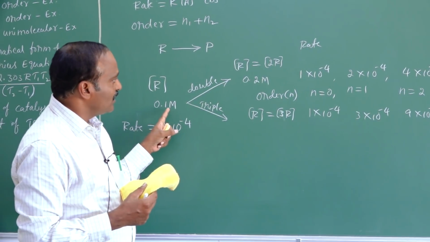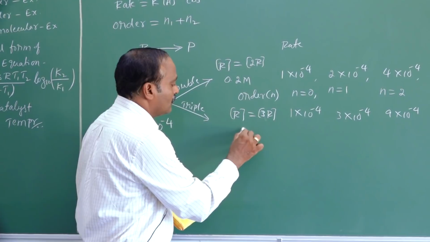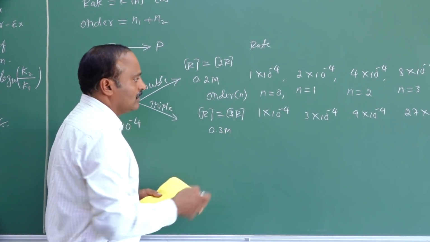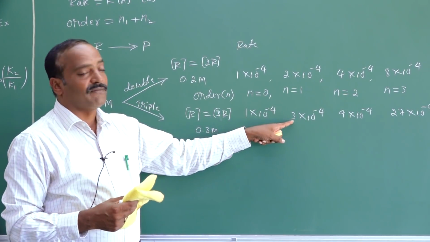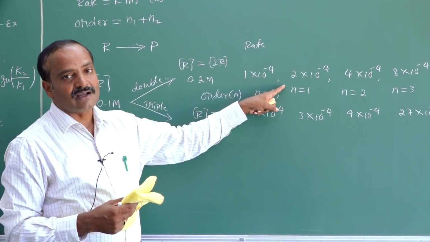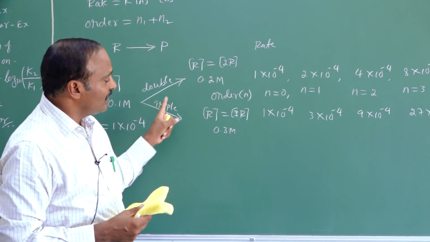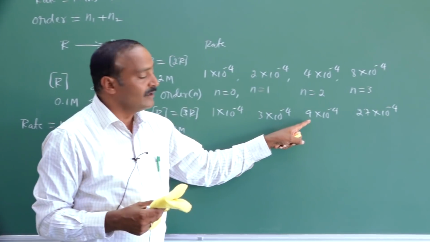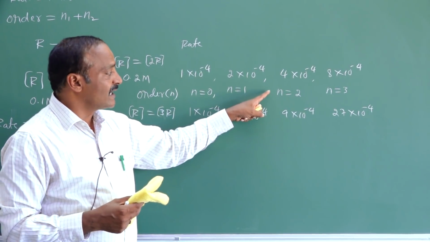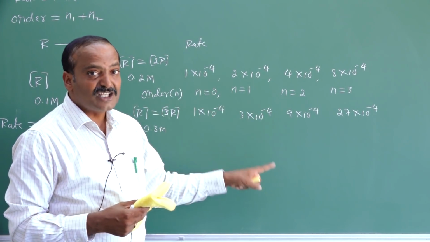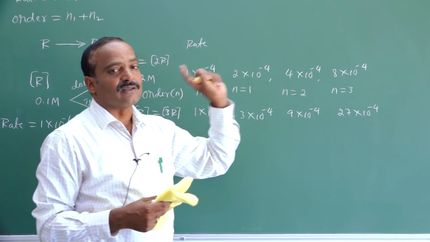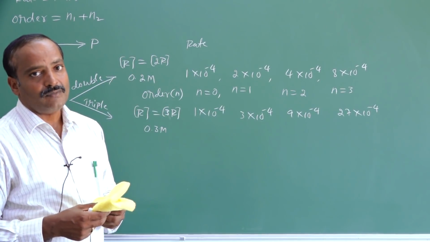When the concentration of the reactant is tripled, that is 0.3 mole, the rate also increases by a factor of 3. It is a first order kinetics. When the concentration of the reactant is tripled, the rate increases by a factor of 9. It is a second order kinetics. The rate increases by a factor of 27. It is a third order kinetics.